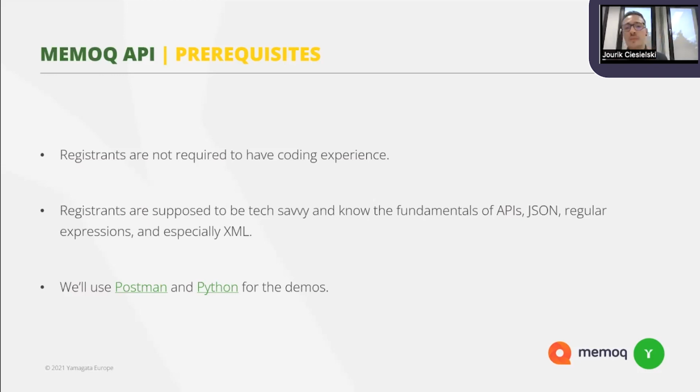You should know the fundamentals of APIs. You really need to know what an API is. You need to know your way around JSON, know a thing or two about regular expressions, and of course, XML. Everything that we will be talking about today is based on XML, so a little bit of knowledge of XML is going to be crucial for today's webinar.